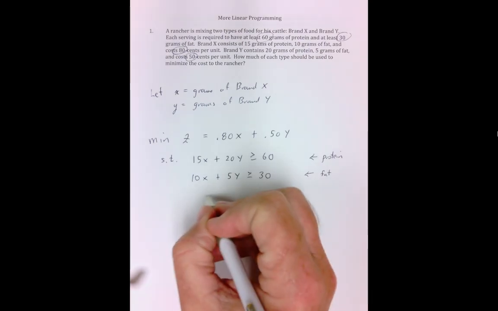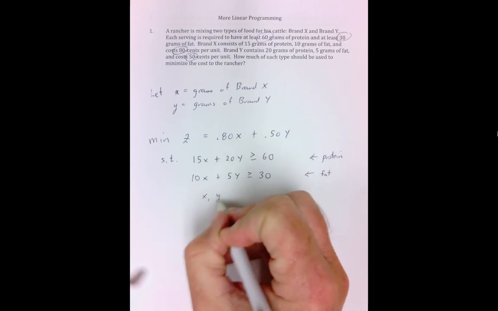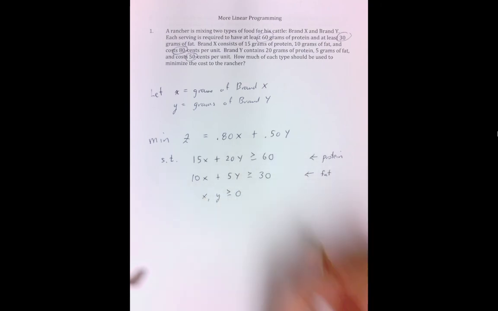Now, since we're dealing with grams, we get the extra constraint that our values for X and values for Y can only be considered to be positive. So I enter this, okay?